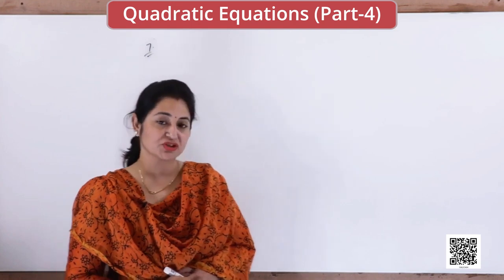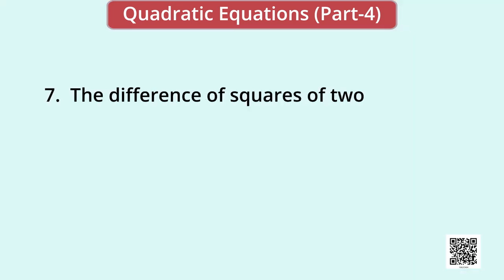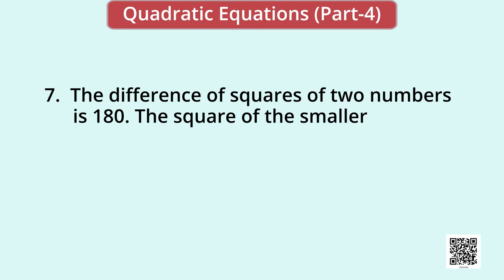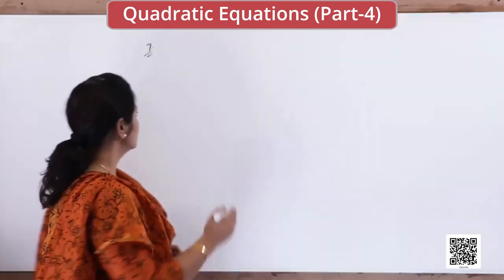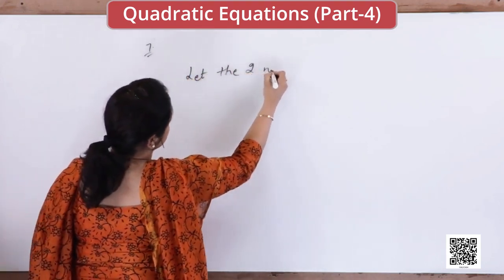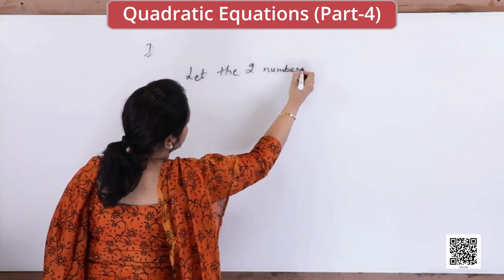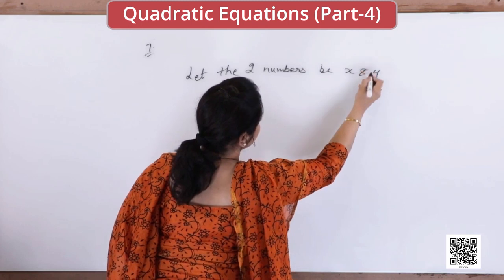So moving to the next question, question number 7. The difference of squares of two numbers is 180. If we assume the two numbers x and y, their difference of squares will be 180. The square of the smaller number is 8 times the larger number. Find the two numbers. So let us assume, let the two numbers be x and y.